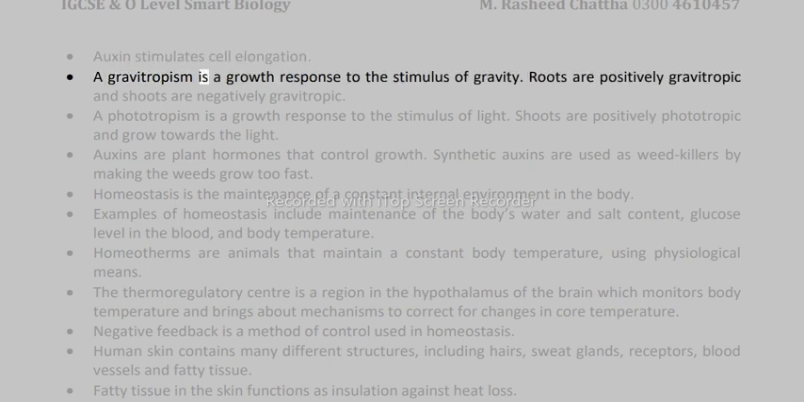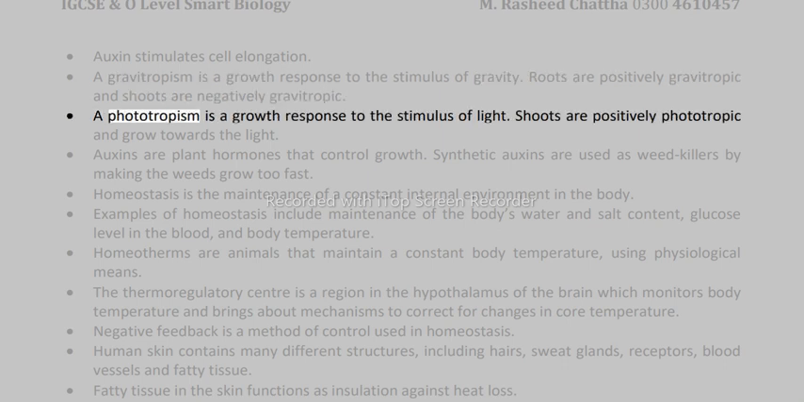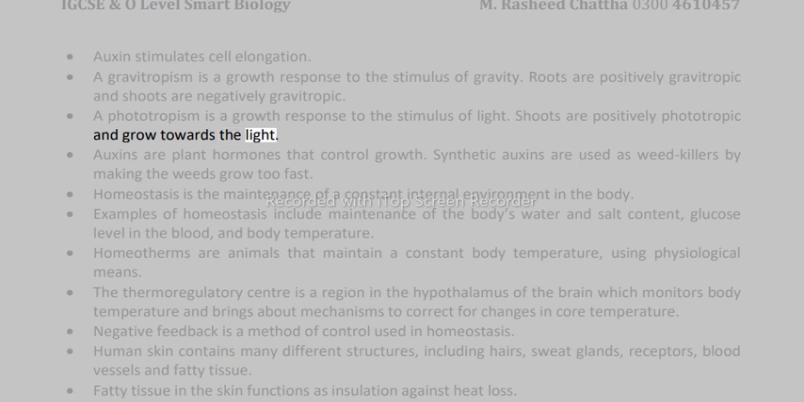Auxin stimulates cell elongation. Gravitropism is a growth response to the stimulus of gravity. Roots are positively gravitropic and shoots are negatively gravitropic. Phototropism is a growth response to the stimulus of light. Shoots are positively phototropic and grow towards the light.